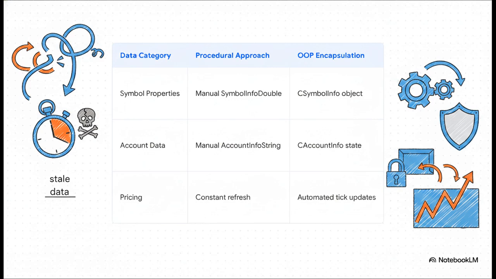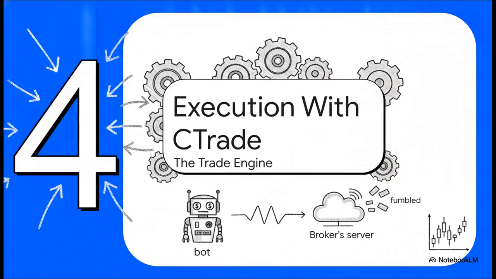But with OOP encapsulation, we get to use these great stateful objects like CSymbolInfo and CAccountInfo. These objects actually persist their state and handle their own tick updates automatically. That means your core strategy logic is always looking at clean, real-time data, completely eliminating the need for constant manual refreshing. Let's jump into Section 4, Bulletproof Execution with CTrade, which is essentially the engine of our system.